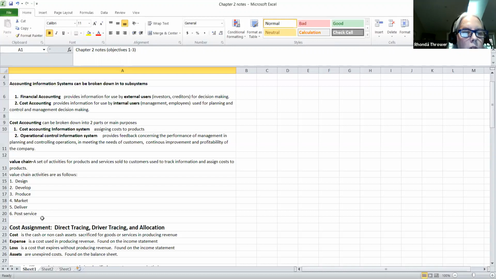And so a value chain has these types of activities that are used basically to help us to track activities, to assign cost to these activities, and that's what a cost accountant does.